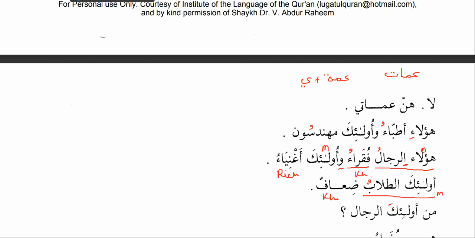Man ulaika ar-rijalu? Who are those men? So rijalu is the plural of rajul. And there is another word, rijlun. It's a similar looking word, but the meaning is leg. And rajul is man. Rajulun. So you can see the change of harakas here. Rijlun and rajulun. So this is man and this is leg.